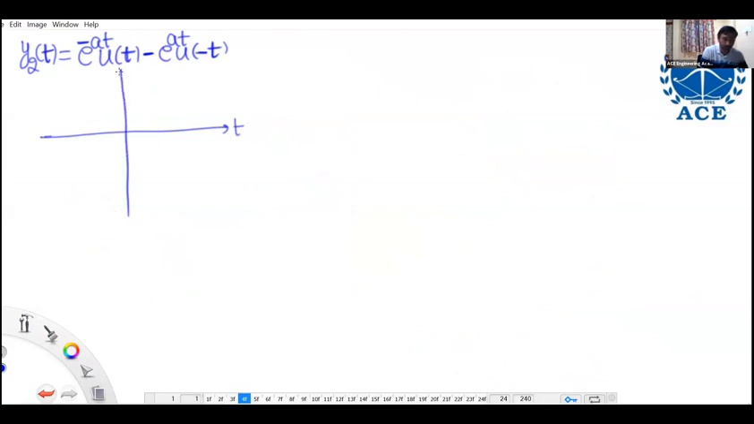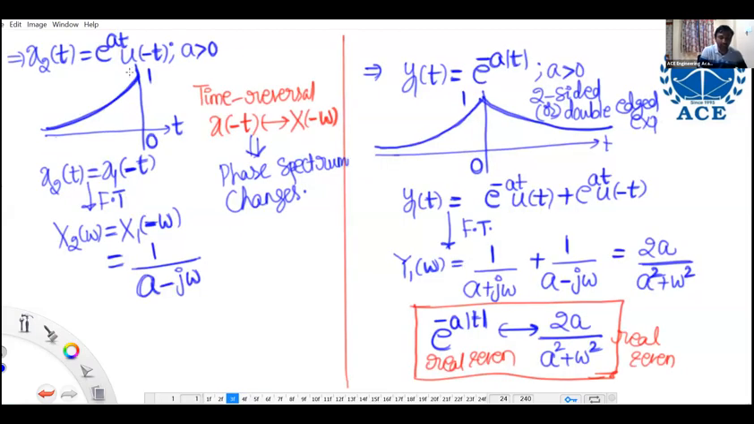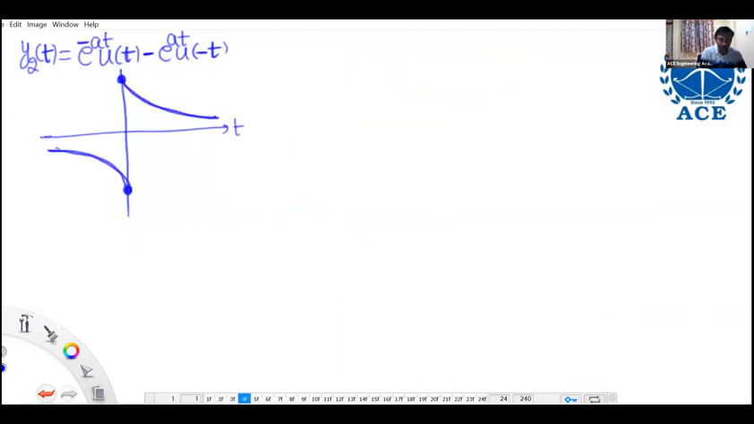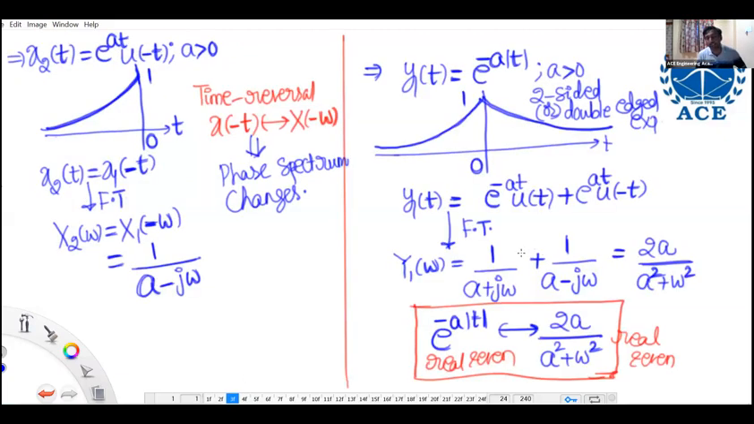So this is a decaying exponential. E power at u minus t is an increasing exponential with a negative sign, meaning amplitude scaling. Normally a growing exponential goes upwards, but what is the meaning of minus? It will come downwards. Now you tell me what is the Fourier transform answer? In our previous slide, it was the middle plus sign.